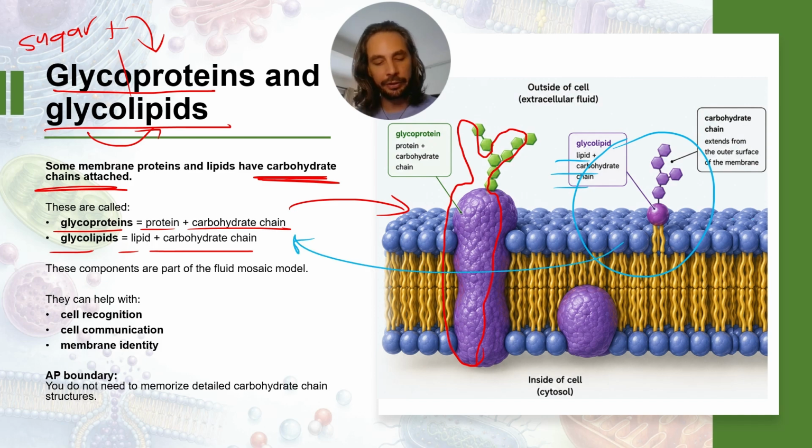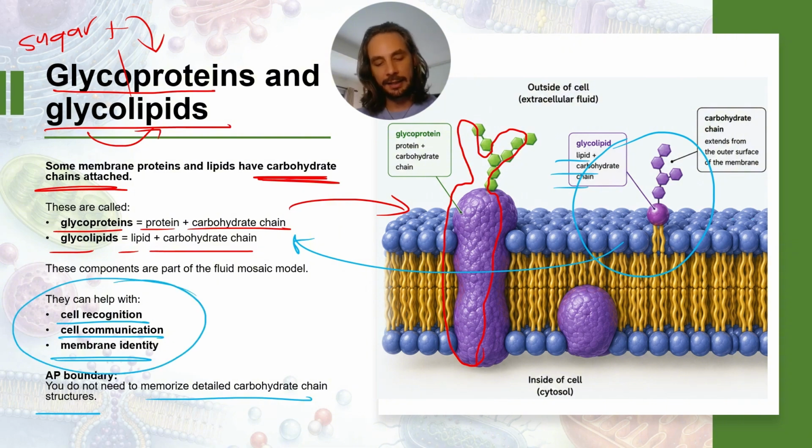Now, these components help with cell recognition, it helps with cell communication, and also membrane identity. Now, you don't need to memorize these different structures, and we'll definitely get into these topics later on in other units.